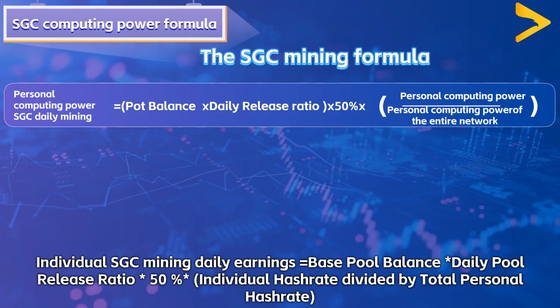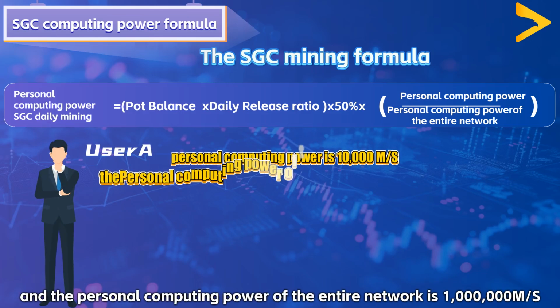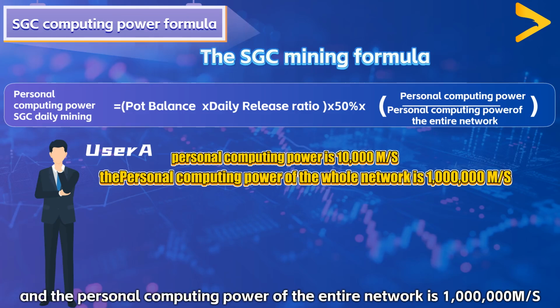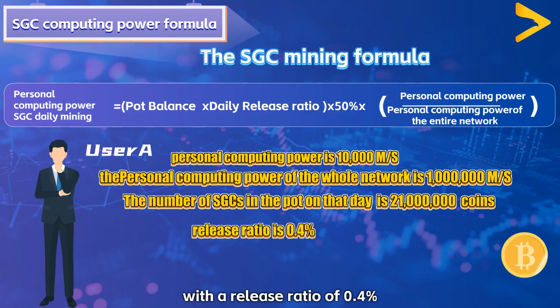Individual SGC mining daily earnings equals base pool balance multiplied by daily pool release ratio multiplied by 50% multiplied by individual hash rate divided by total personal hash rate. For example, the personal computing power of user A is 10,000 gigabytes per second, and the personal computing power of the entire network is 1 million gigabytes per second. The number of SGCs in the pot on that day was 21 million, with a release ratio of 0.4%.